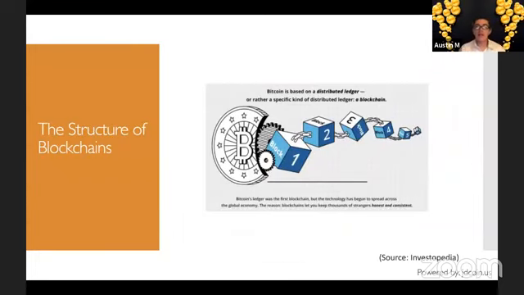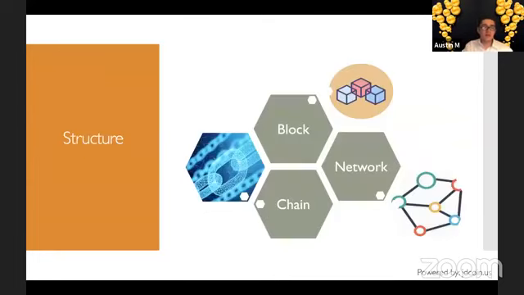So Bitcoin is based on a distributed ledger, or rather specifically a blockchain. It was the first blockchain, but the technology has begun to spread across the global economy. So the reason blockchains let you keep thousands of strangers that you don't know honest and consistent. So the structure of blockchain technology, you have the block, the chain, and the network. You've got three fundamental things there.